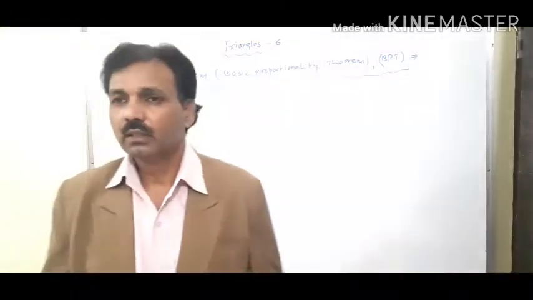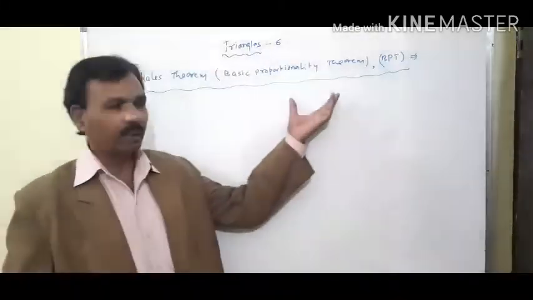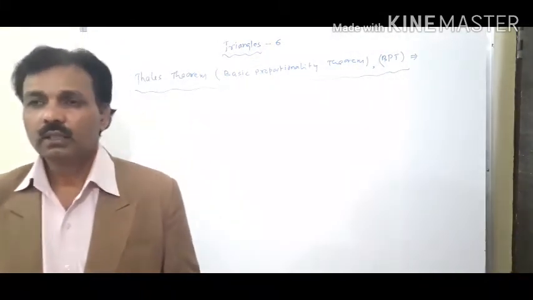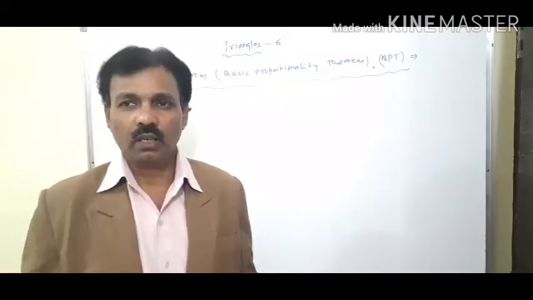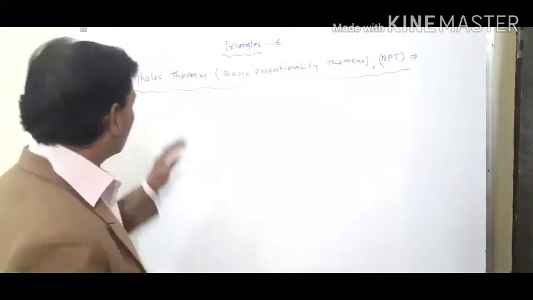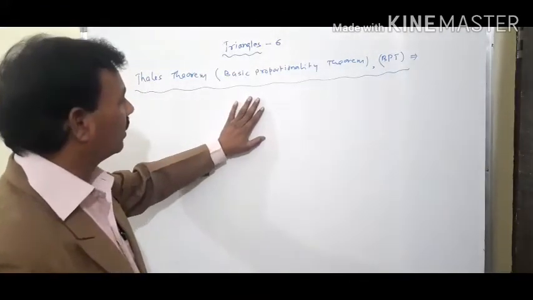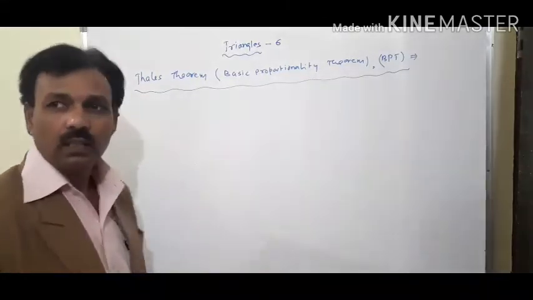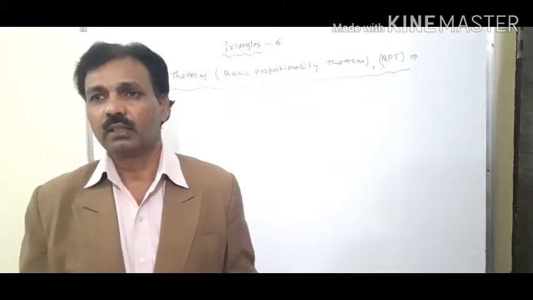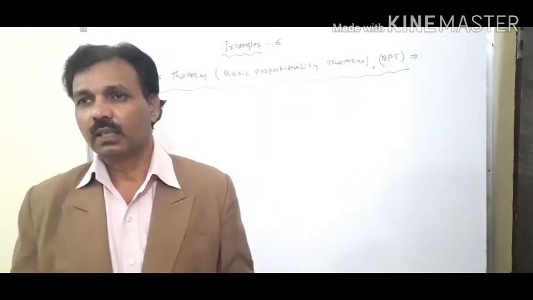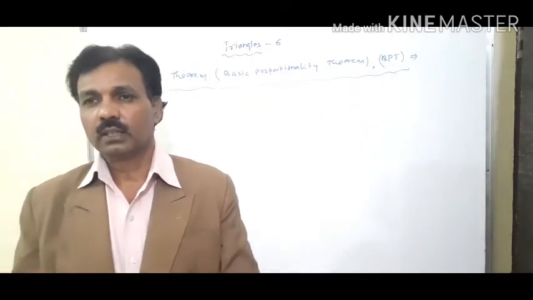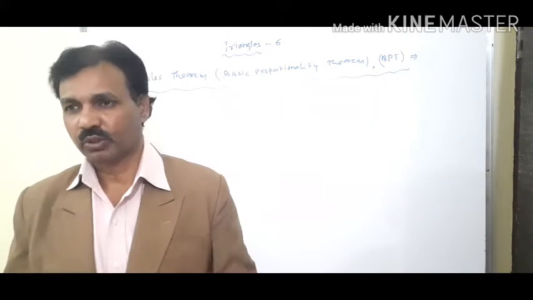Now what is the statement of this concept? The statement of this concept is very simple, and without the name we already studied it in the previous classes. According to the statement, in any triangle, if a line is drawn parallel to any one side of that triangle, then that line divides the remaining two sides in the same ratio or proportion.